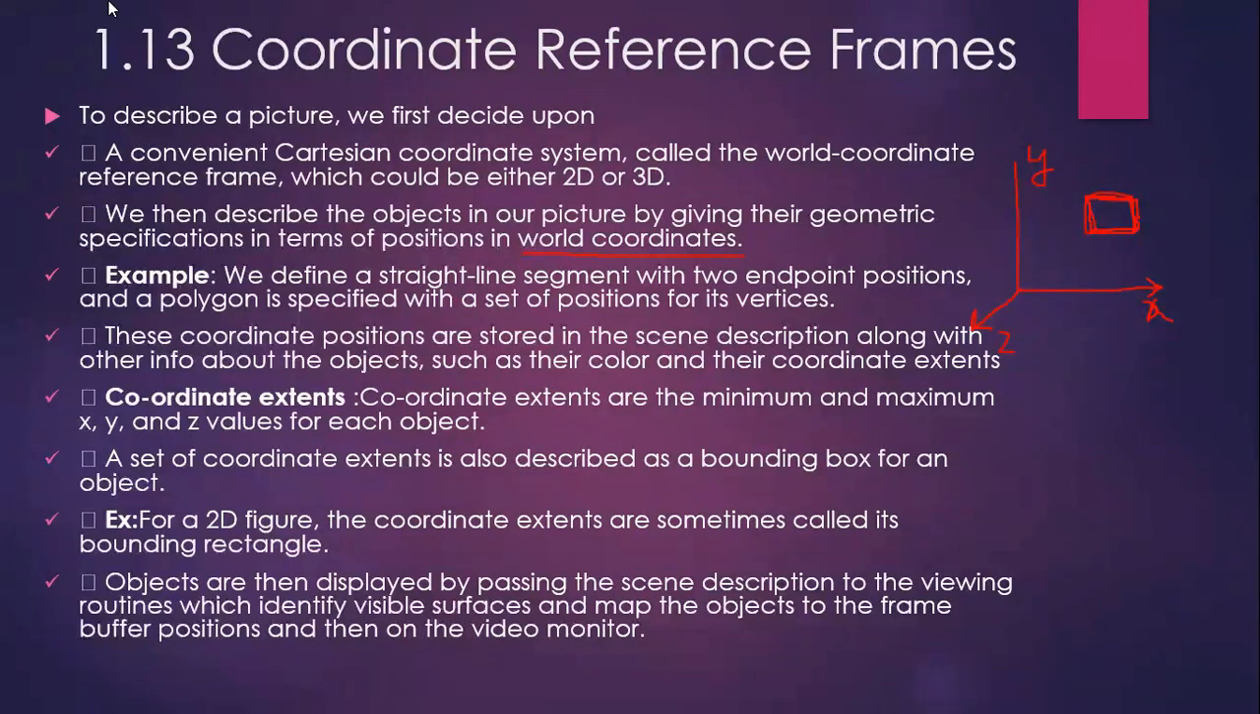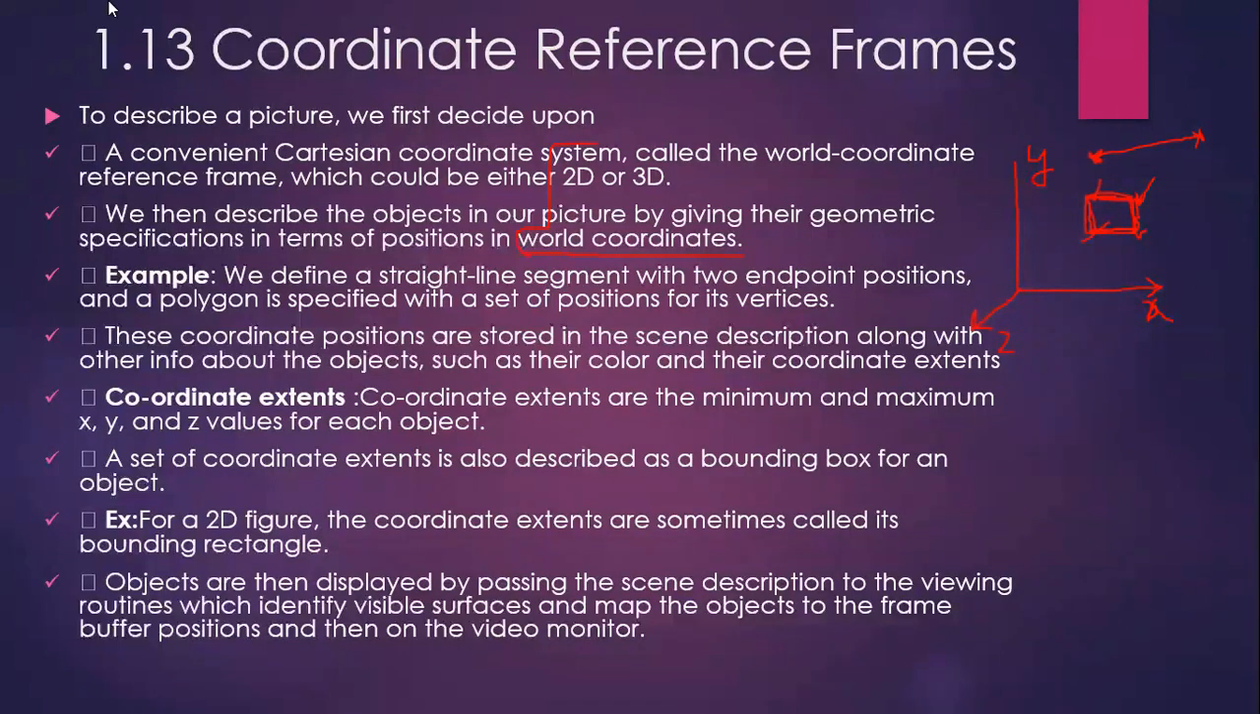So whenever you say a straight line, you can draw a straight line when you have exactly two endpoints. If you have endpoints, then you can have a line segment there. And similarly, if you have a polygon, any kind of polygon, there also you have to mention what the vertices are. Those endpoints have to be represented, and these vertices are all represented in world coordinates initially.